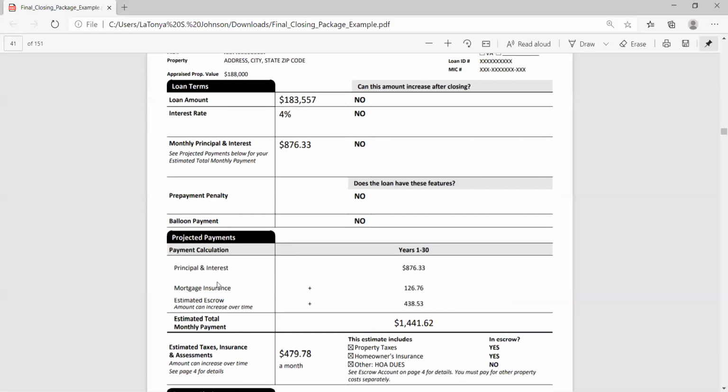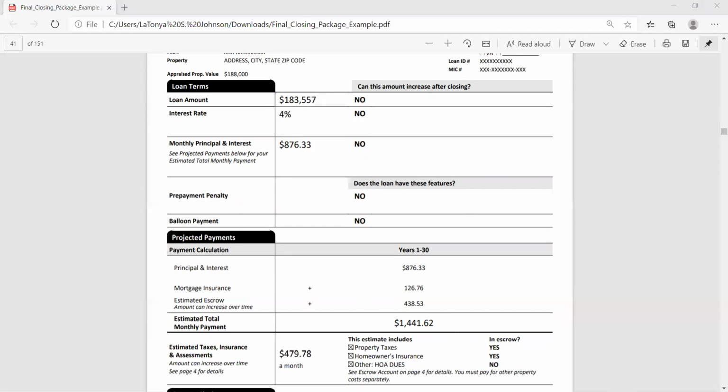This is principal, interest, mortgage insurance, and the estimated escrow. The escrow will include taxes and homeowners insurance. So this will be their total monthly payment. If they ask you questions about where their total monthly payment is, you simply direct them to this document and say, here, how much am I paying in interest? That's here. What is my total loan amount? That's here.